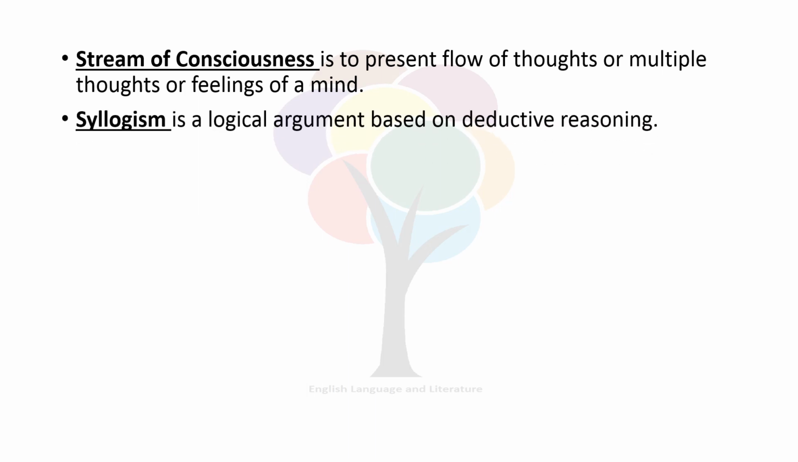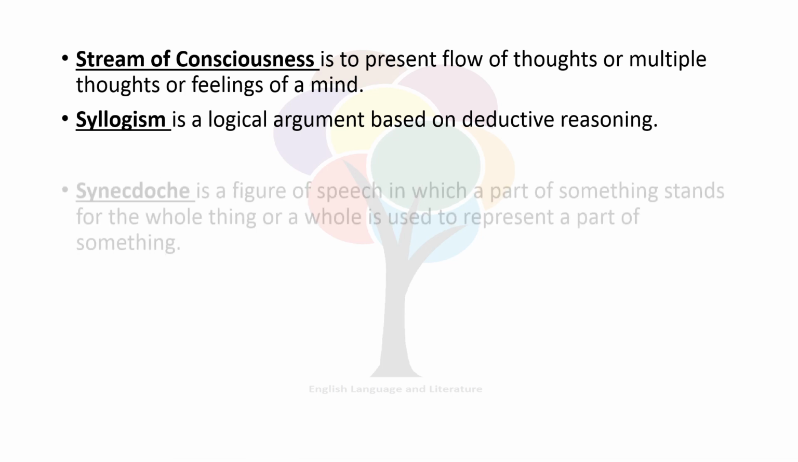Syllogism. Syllogism is a logical argument based on deductive reasoning. It is a way of arguing in which two statements are used to prove that the third statement is true. For example, all humans must die. I am a human. Therefore, I must die. Another example may be, all dogs are animals. All animals have 4 legs. Therefore, all dogs have 4 legs.